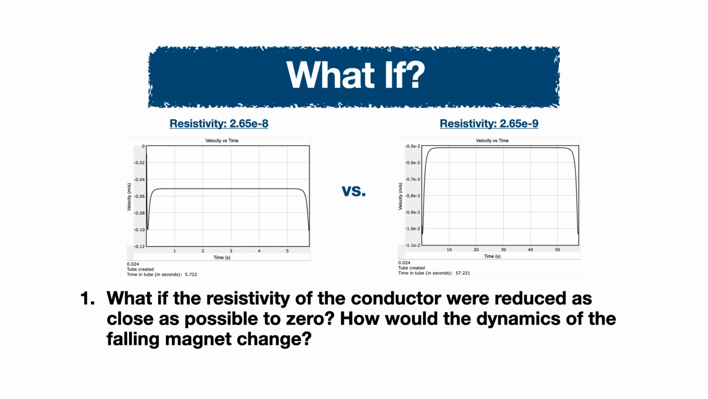Reducing the resistance of the conductor by a factor of 10 increased the time the bar magnet was in the tube by a factor of 10 because the reduced resistance increases the induced current, which causes the magnetic force on the bar magnet to increase, and since the magnetic force points upward, the bar magnet falls slower. Therefore, as resistance approaches 0, causing the induced current to increase, I expect the falling magnet to fall increasingly slower to the point that it stops moving downwards entirely or even begins to move upwards.